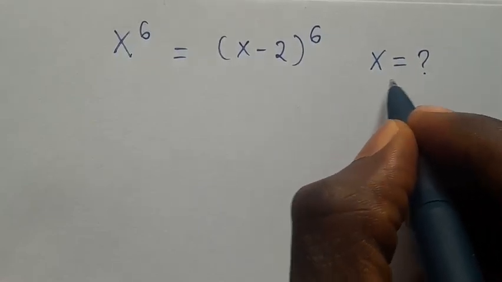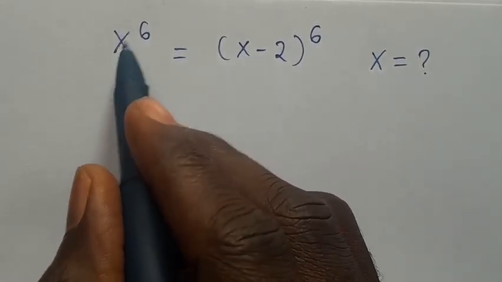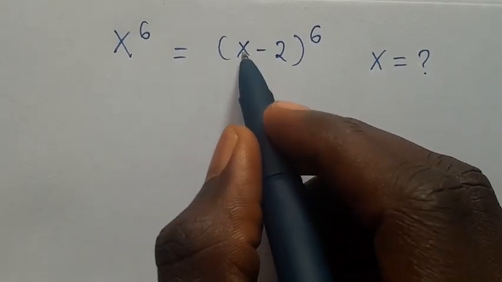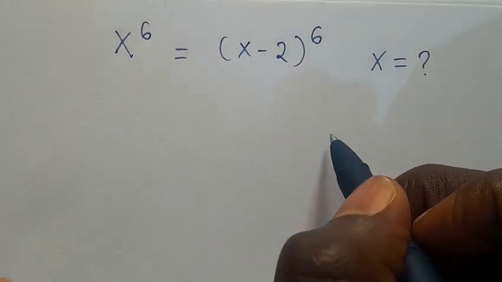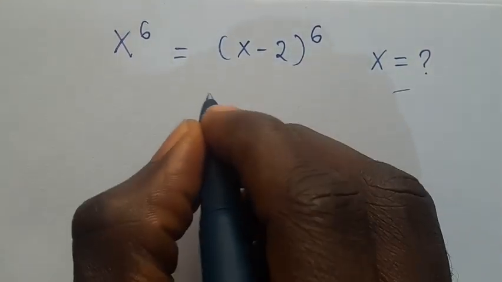Hi, what is the value of x given that you have x to the power of 6 equals (x minus 2) to the power of 6? So what will be the value of x? Then let's see the solution.